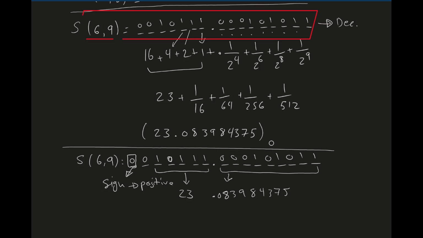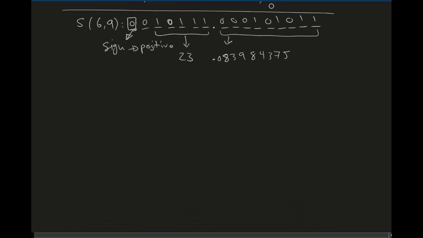But what if I have a negative value? Like what if the sign bit here is actually negative, or 1? What do I do? Well, you follow the same steps, but then you take the 2's complement of that number to find the actual value. So let's do another example.